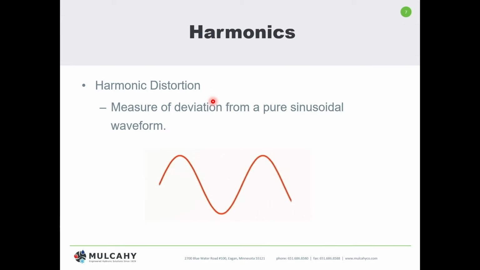So what is harmonic distortion? Harmonic distortion is any measure of deviation from a pure sinusoidal waveform. And if any of you aren't sure, that is one right there, an AC waveform. And here's an example of one that has been distorted.